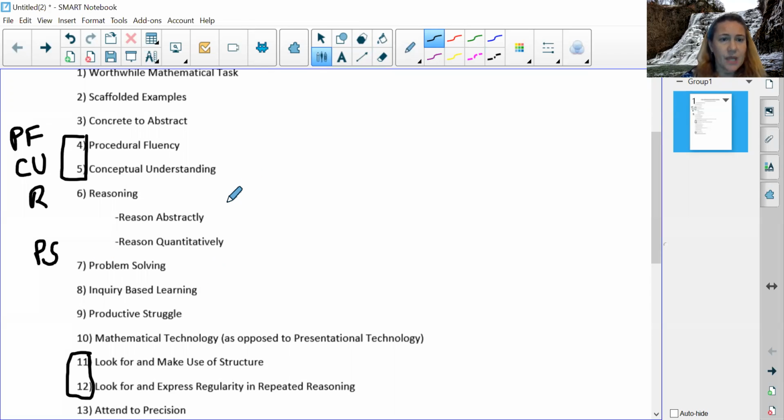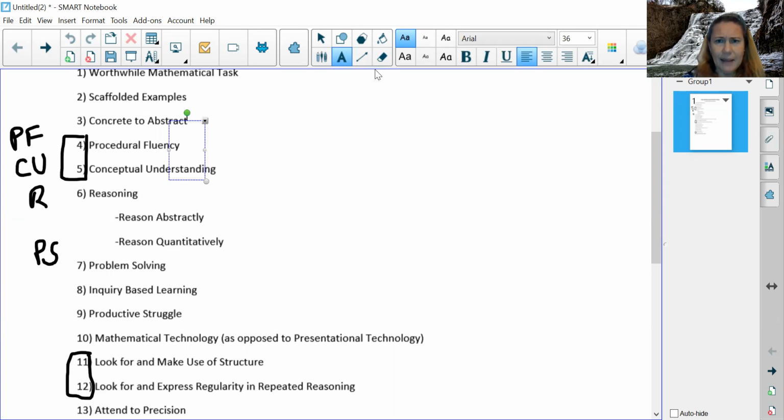And so what is procedural fluency, right? And it's just like it sounds. And I'm not writing a formal definition here, but let me describe that as just, you know, what are the students learning to do?